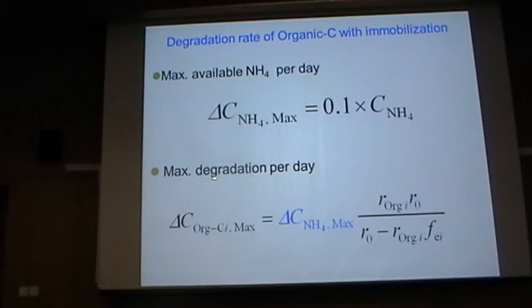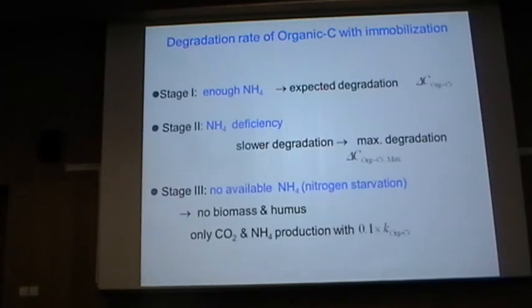In case of immobilization, the amount of ammonium can slow down the degradation. We define the maximum available ammonium per day. In the leaching, we assume 10% of the concentration, like this. Then we define the maximum degradation per day based on the available ammonium. Using this, we define three stages.